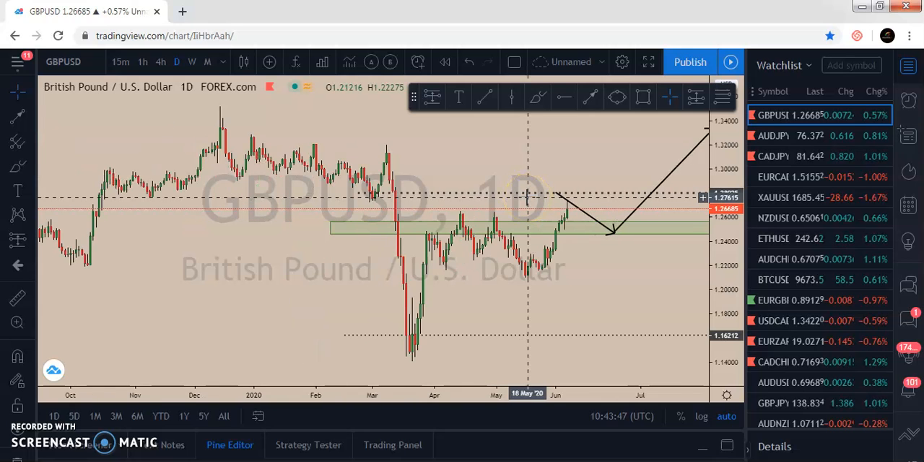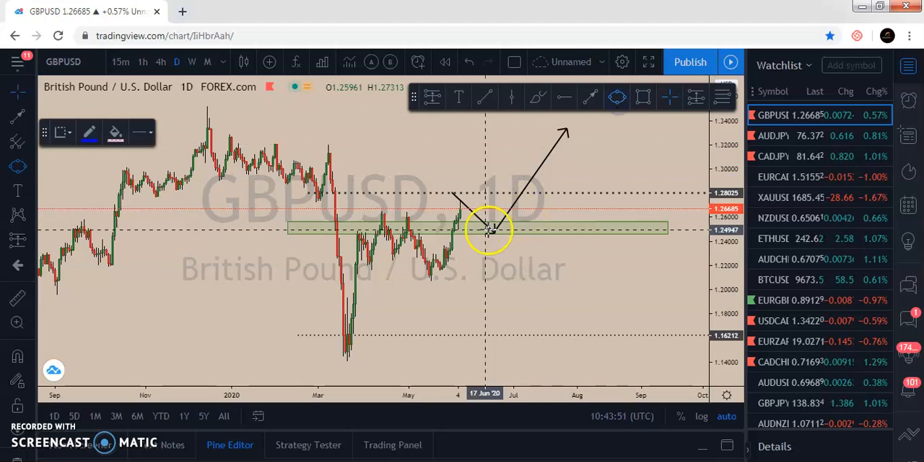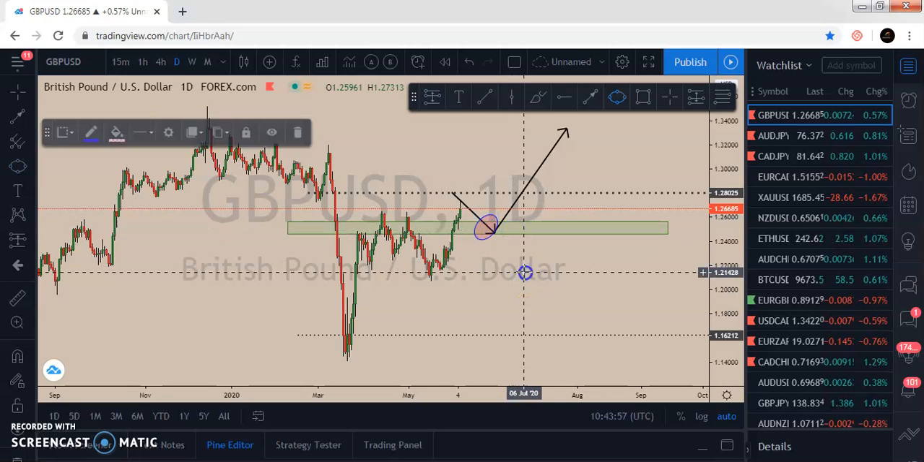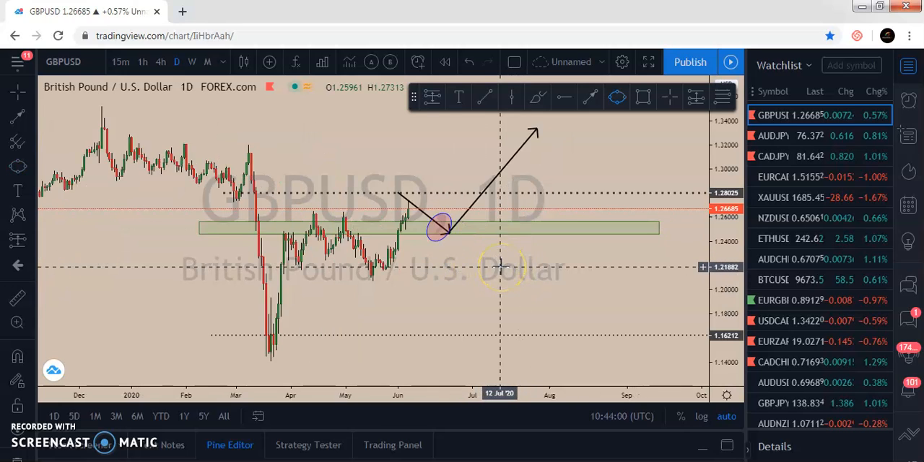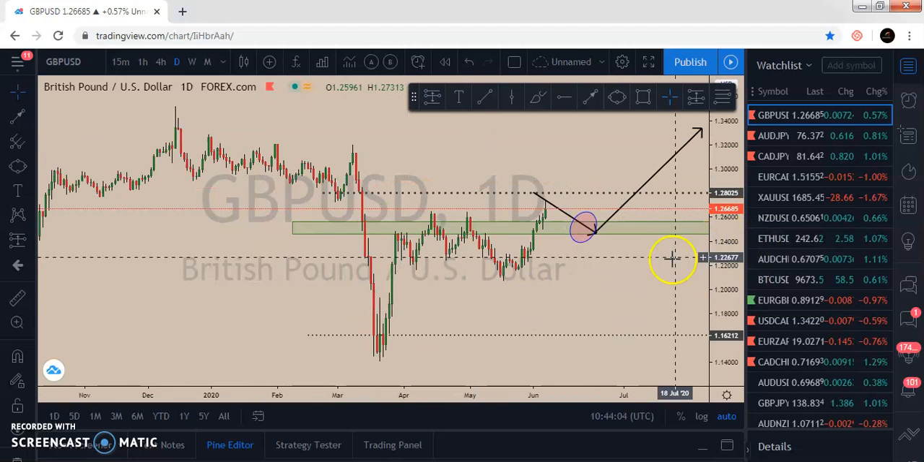Some people will short here, but this is what I will advise all of you to do: just add this pair to your watch list and monitor the pair for a long opportunity at this region. I'll be publishing this also on TradingView for those following, to get what we just gave on YouTube.